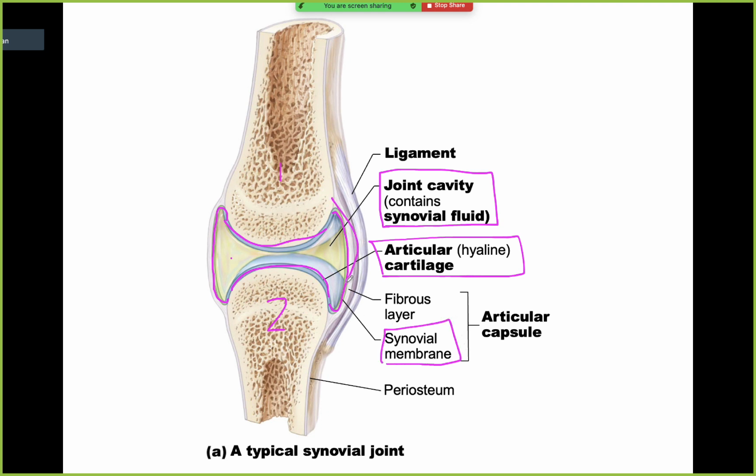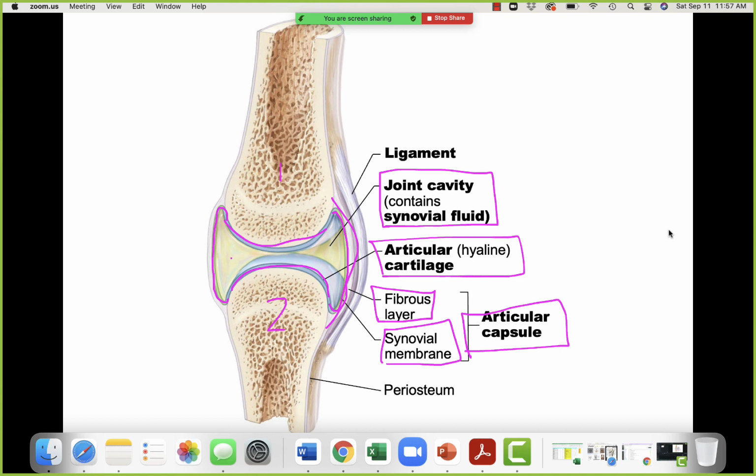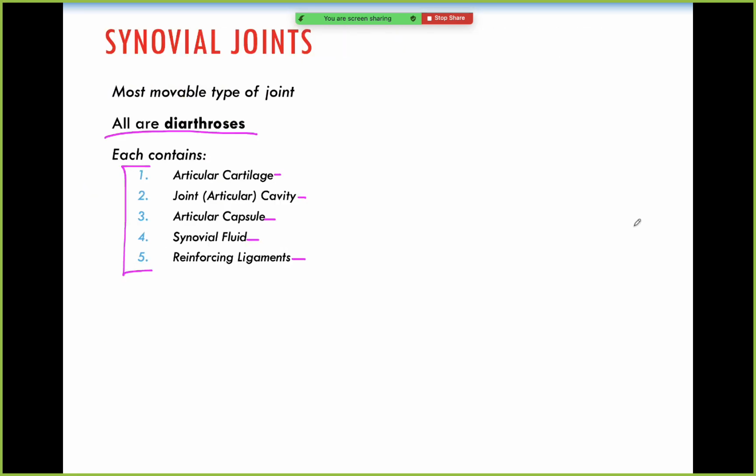Outside of the synovial membrane, you have a layer called the fibrous layer. That fibrous layer and the synovial membrane come together to make the articular capsule. So again, these are the main features that are found in all synovial joints. And you'll see that in every synovial joint example that I give you, I'm going to name these exact same features and just point them out. They're going to be in slightly different places. So let's go back to this. These are those 5 main features that I'm going to label in all different joints.